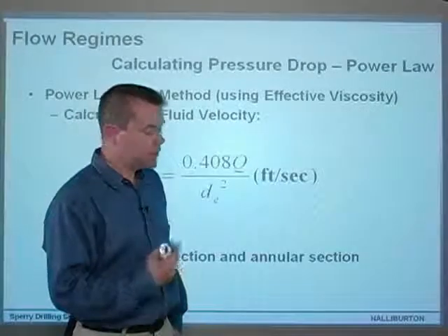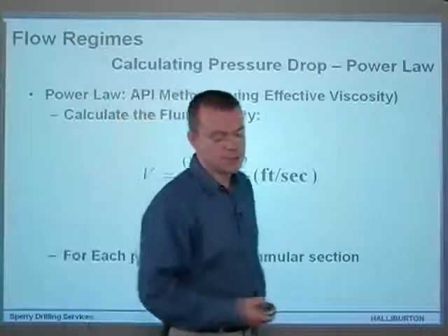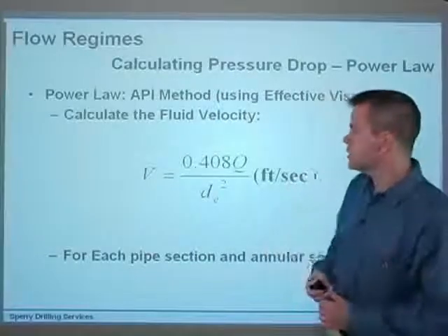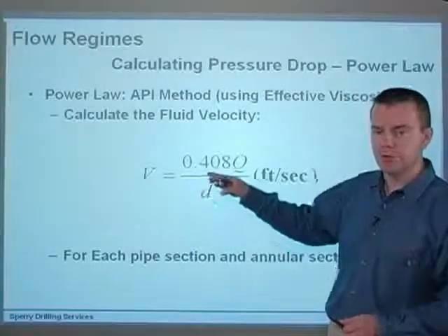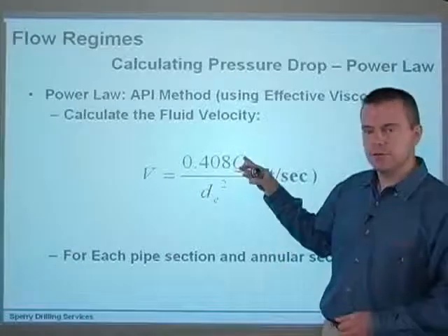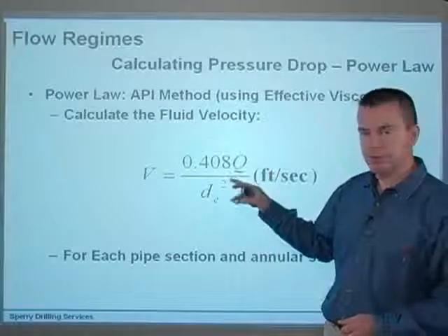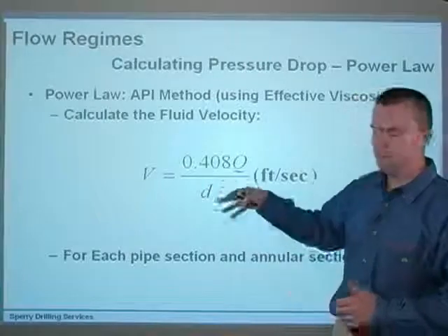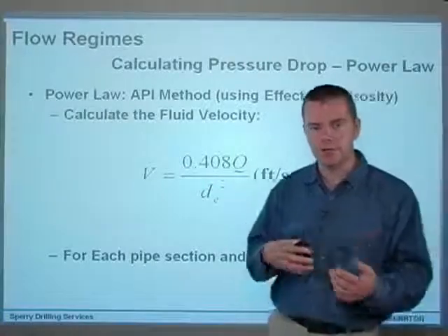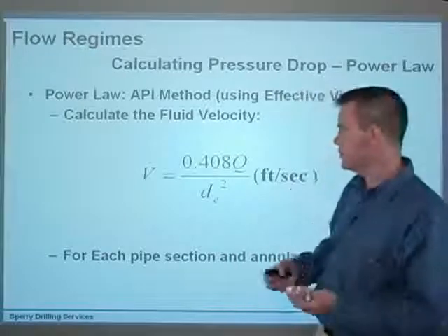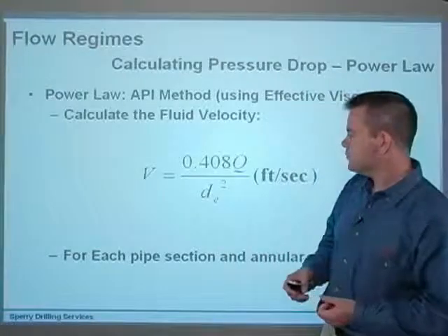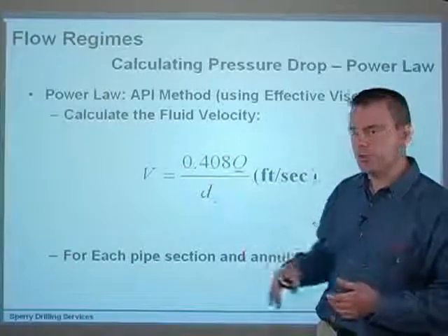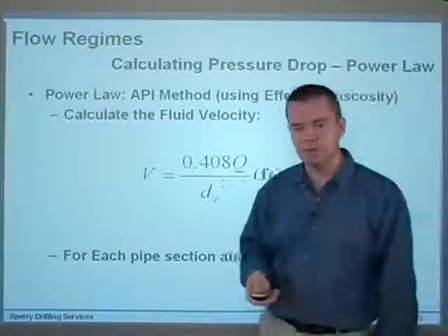You have to, again, first calculate the fluid velocity. And you'd calculate this for each pipe section and annular section using this equation: 0.408 times Q, the flow rate, divided by the effective diameter squared. So that could be the annular effective diameter or the internal diameter of the pipe squared. And you could multiply by 60 to get feet per minute as well.